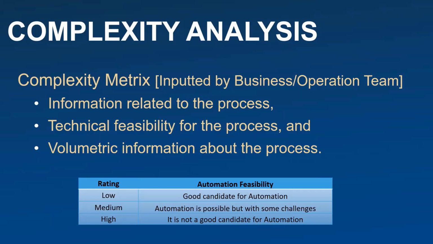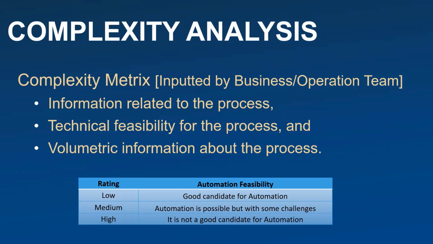Now let's talk about the rating. Like the feasibility analysis, here as well we have 3 ratings: low, medium, and high. It is the opposite of the feasibility analysis, where the higher the rating, the more feasible the process was. In complexity, it is the opposite. If your complexity rating is low, it is not a very complex process, and hence a very good candidate for automation that can be easily automated.